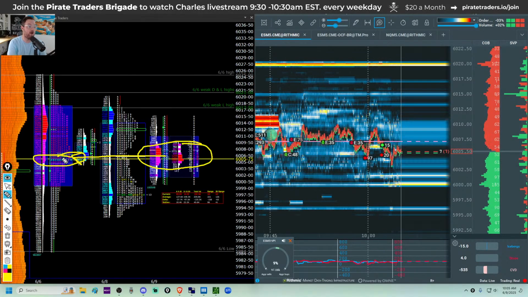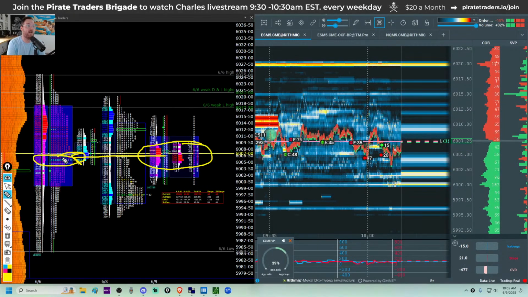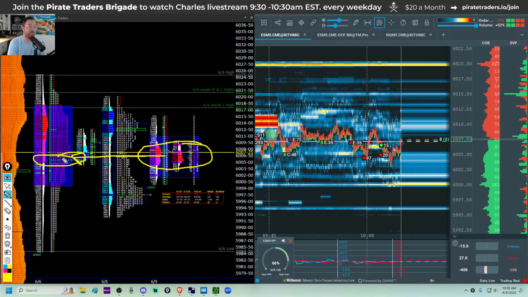Keep an eye on the overnight low, 59.93, for a potential reversal there. Keep an eye on the overnight high, 60.20, for a potential reversal there, and expect a lot of sideways and a lot of chop in between.